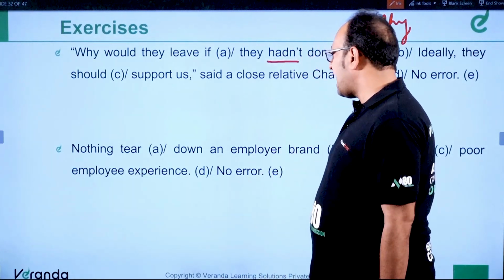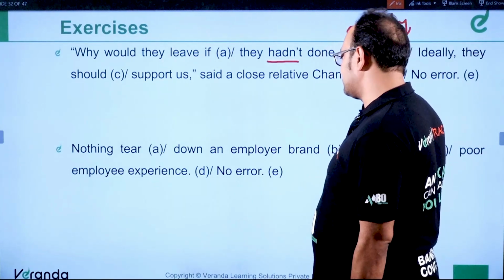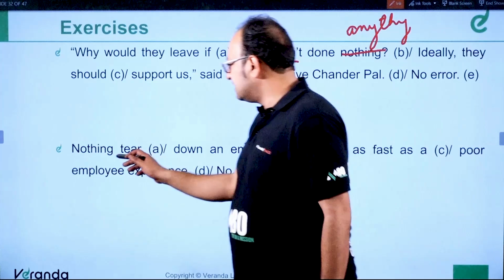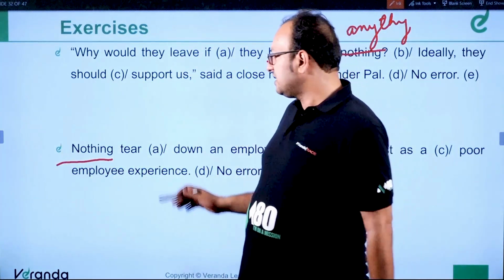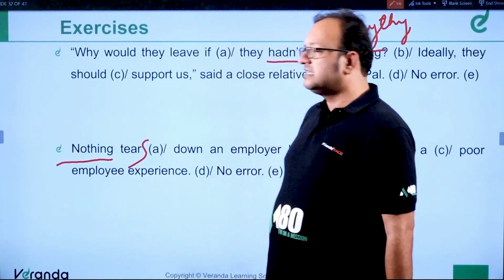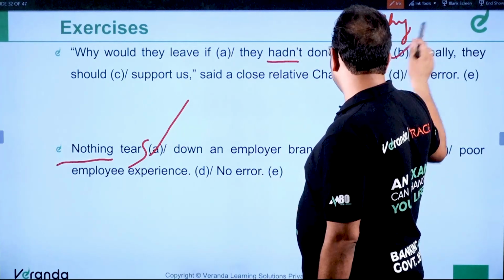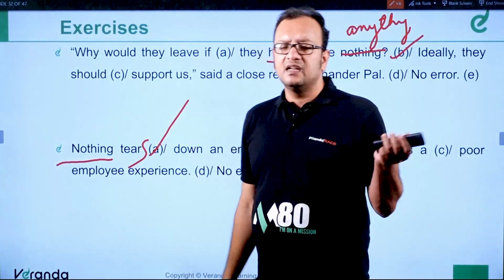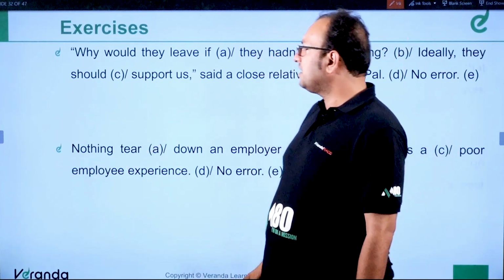Nothing tears down an employer brand as fast as a poor employee experience. Nothing is again an indefinite pronoun showing negation, absence of something, so it should be singular. Nothing tears down. So the error is in part A. In this question, the error was in part B. So you understand that, right? When I mark it there and explain it, it's an error, right? Moving ahead.